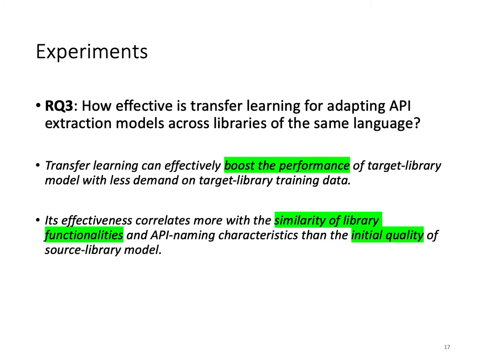The third question is, how effective is transfer learning for adapting API extraction models across libraries of the same language? We conclude that transfer learning can effectively boost the performance of the target library model with less demand on target library training data. Secondly, its effectiveness correlates more with the similarity of library functionalities and API naming characteristics than the initial quality of the source library model.